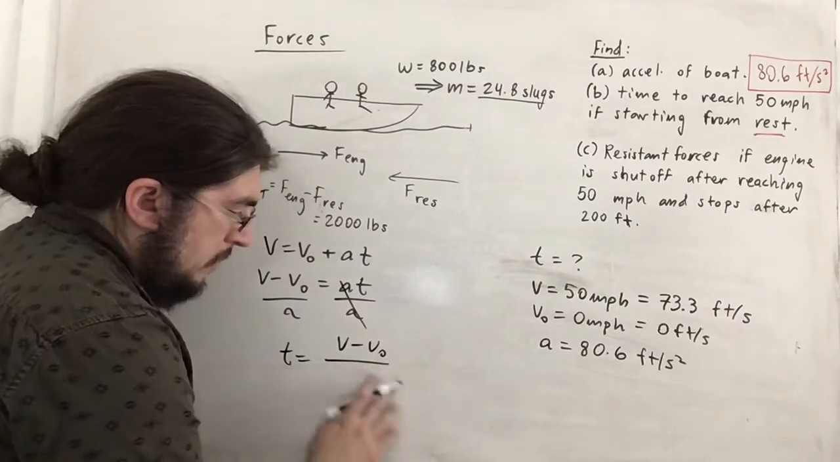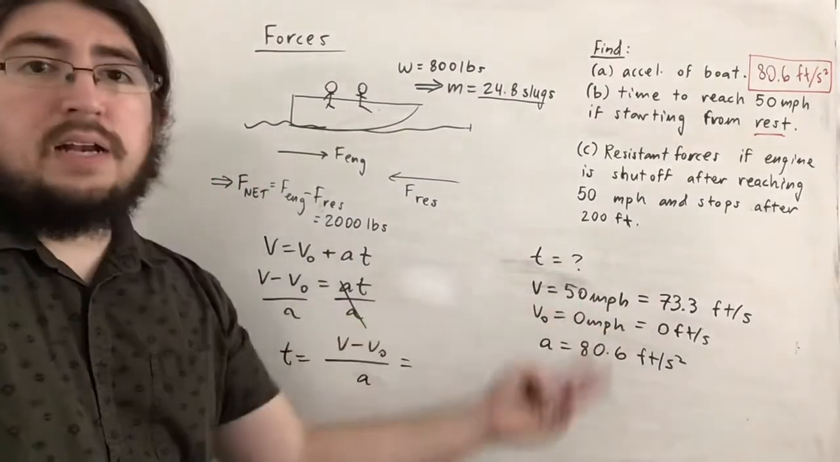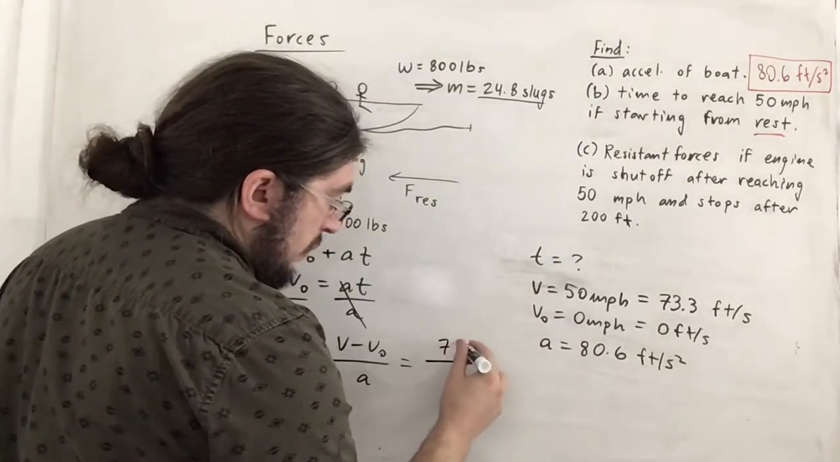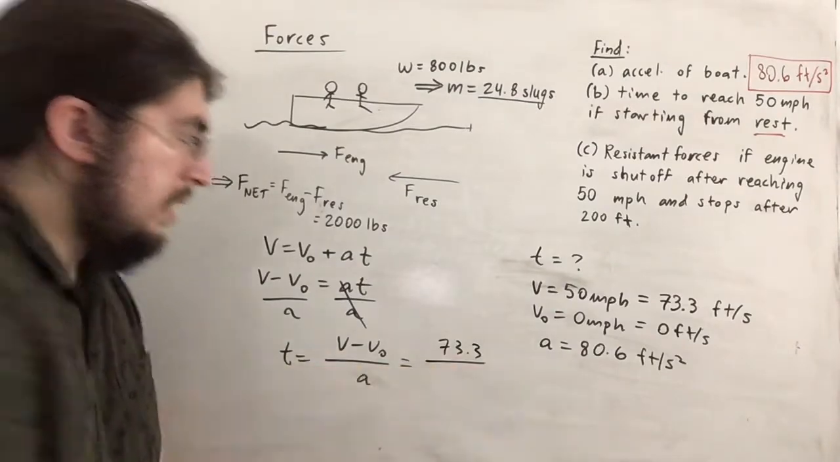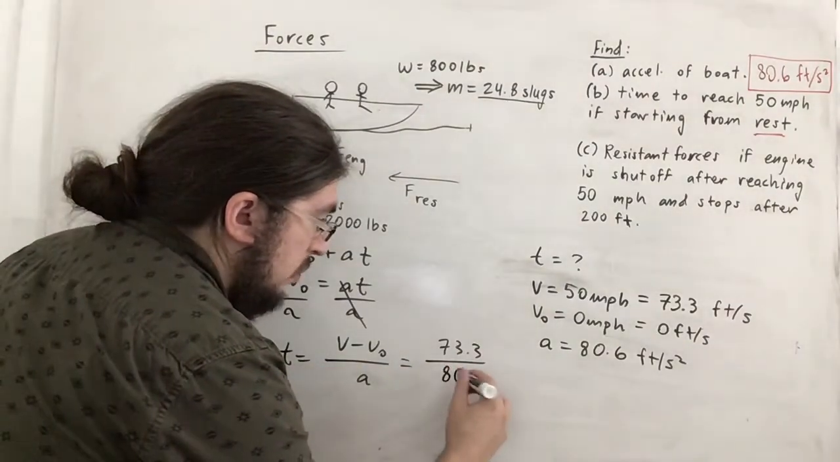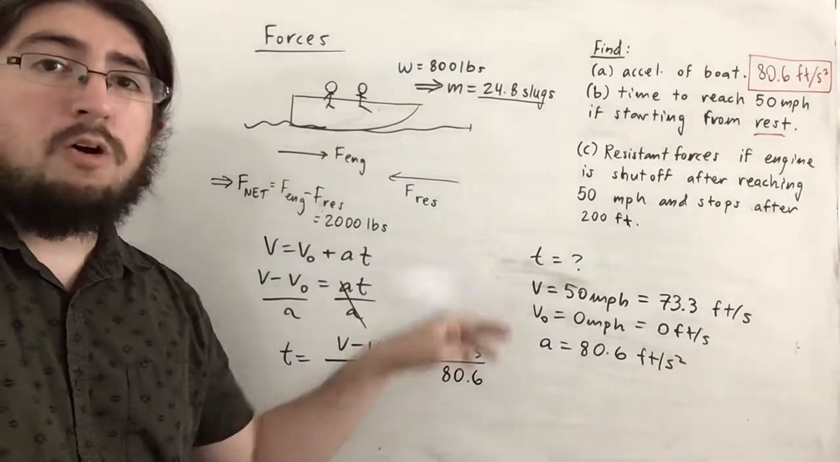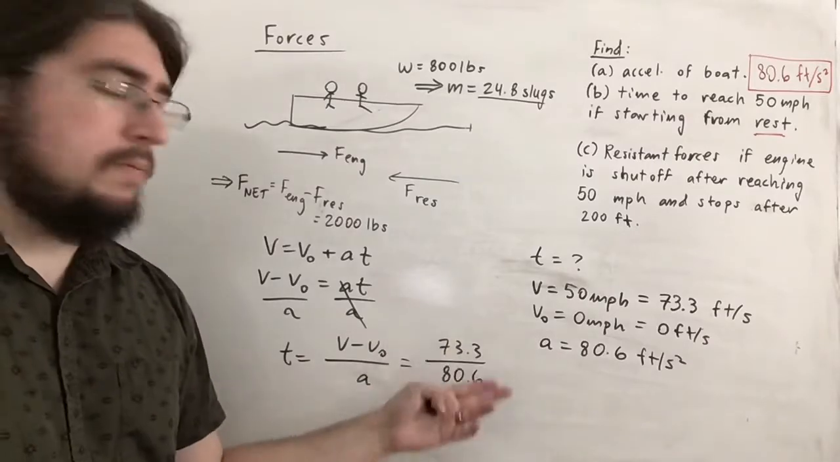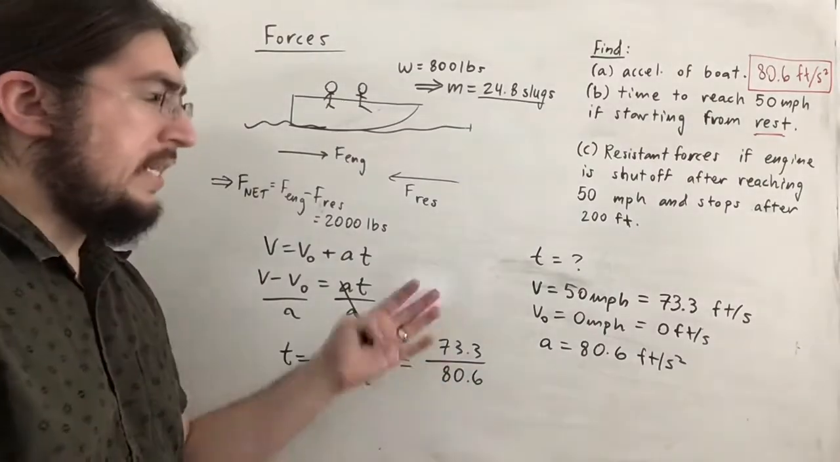The really nice thing about doing this is you can see in this particular case, v minus v naught is just 73.3 minus 0, which is just 73.3. And that's in feet per second. We're dividing by acceleration, which is in feet per second squared. So the feet cancel, and then it's 1 over second divided by 1 over second squared, kind of like a double reciprocal thing. You end up getting seconds.